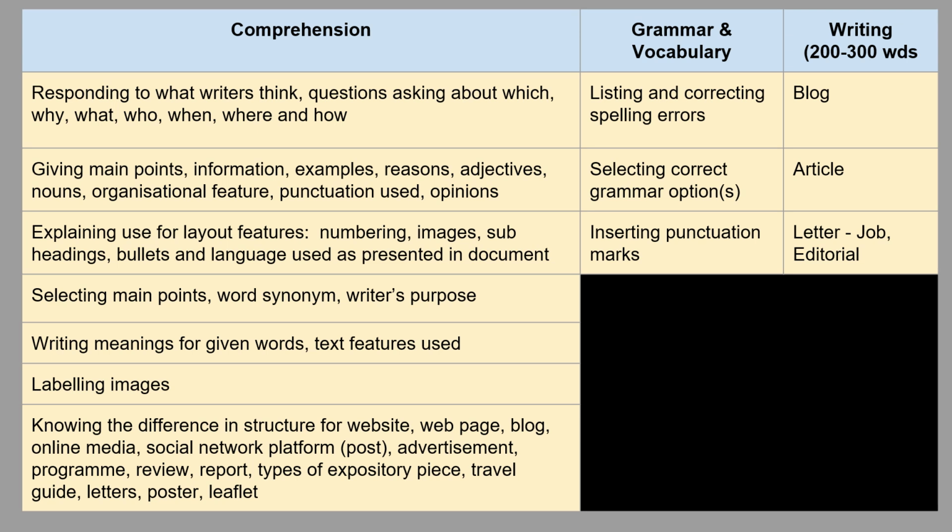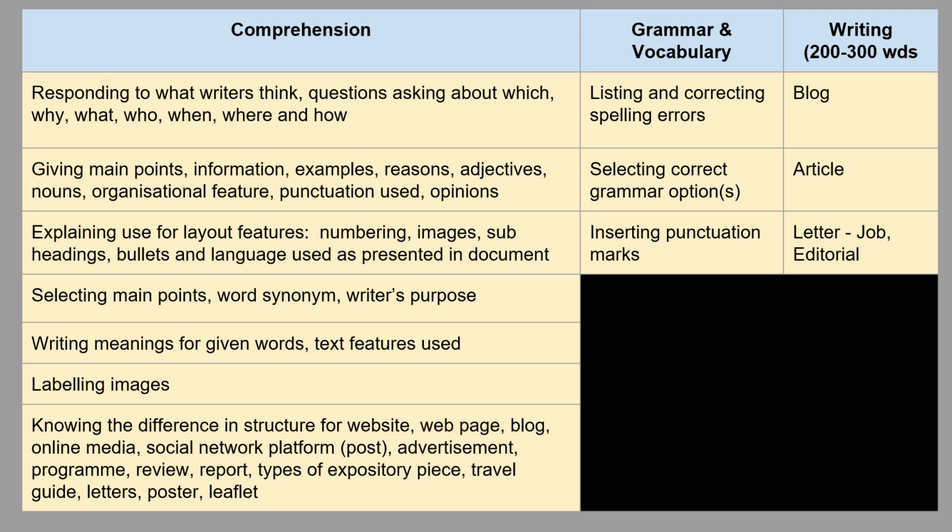You must be able to explain how and why a particular layout feature is used. For example, why do we use numbering, images, subheadings, bullets, language, as is presented across the three documents given. Now, you are also expected to understand main points, selecting them and selecting word synonyms and writer's purpose. You need also to understand how to write meanings for given words and to also give text features used.